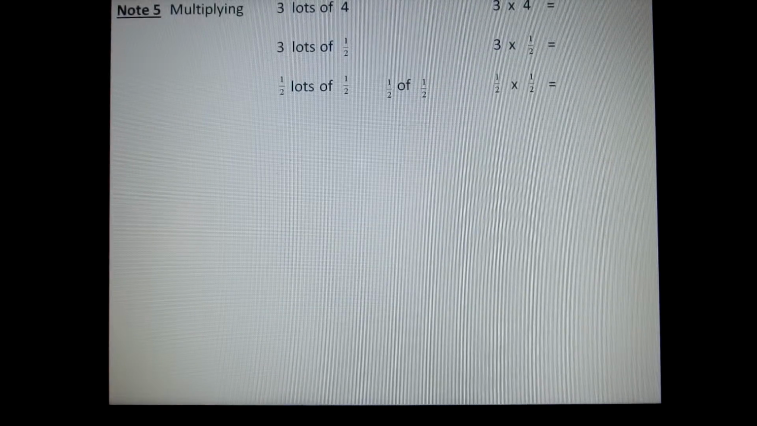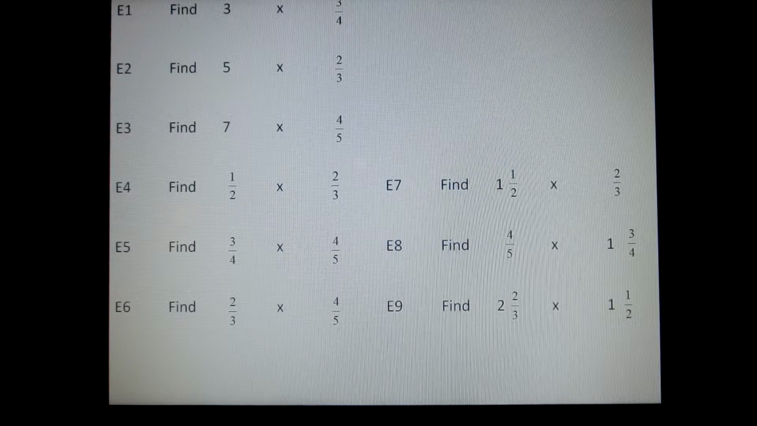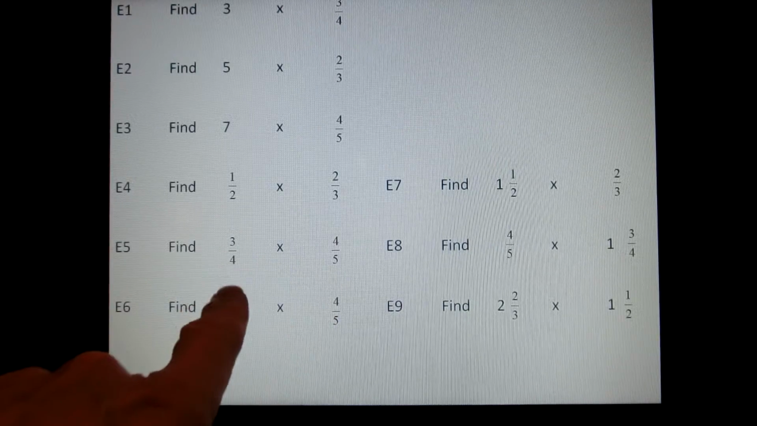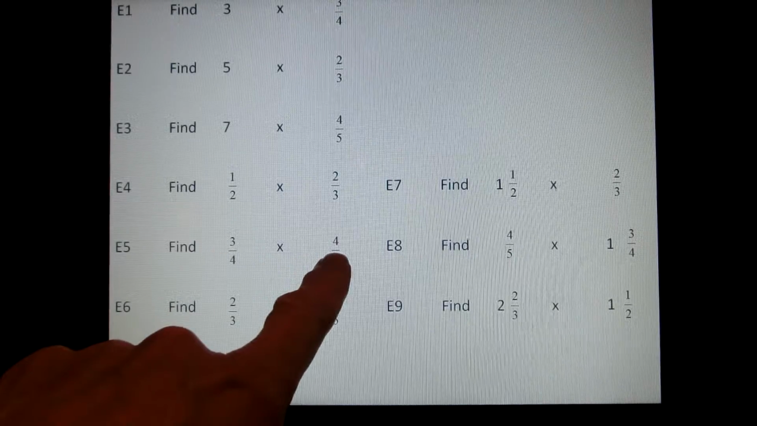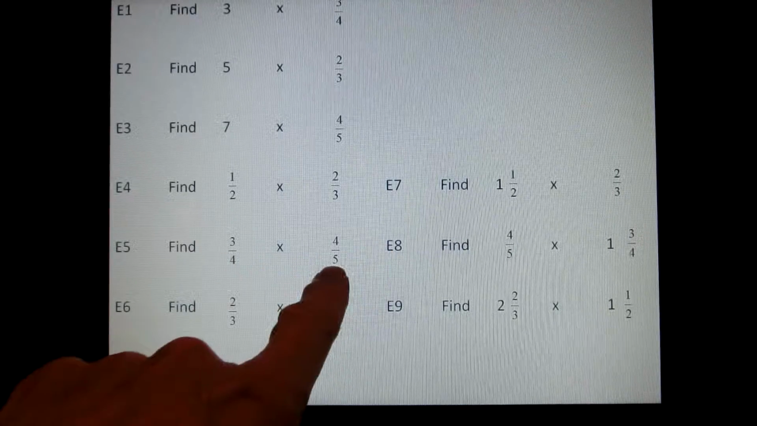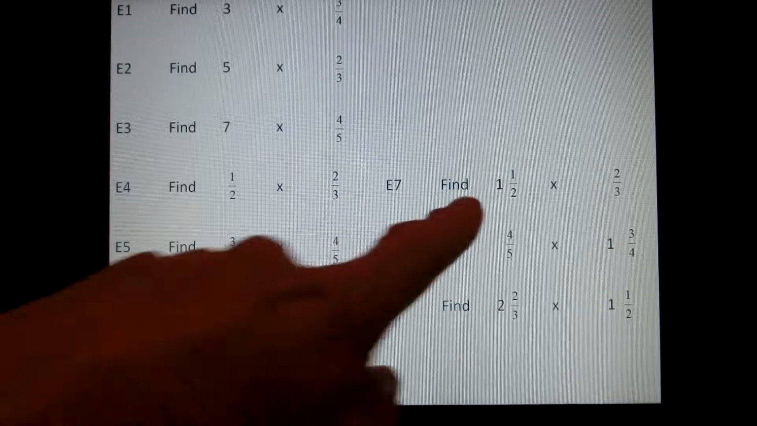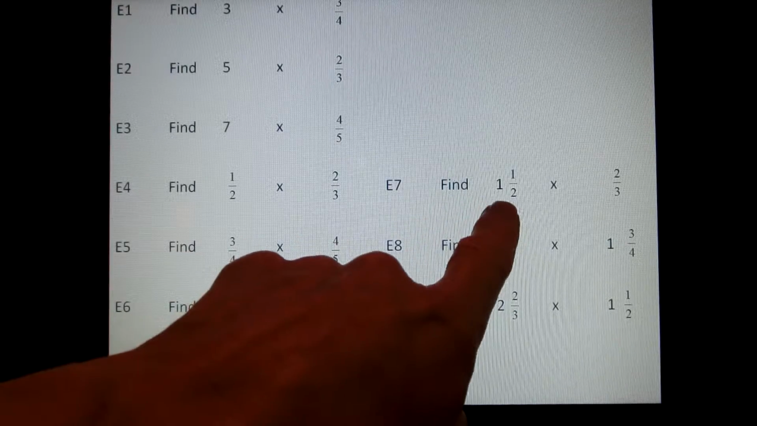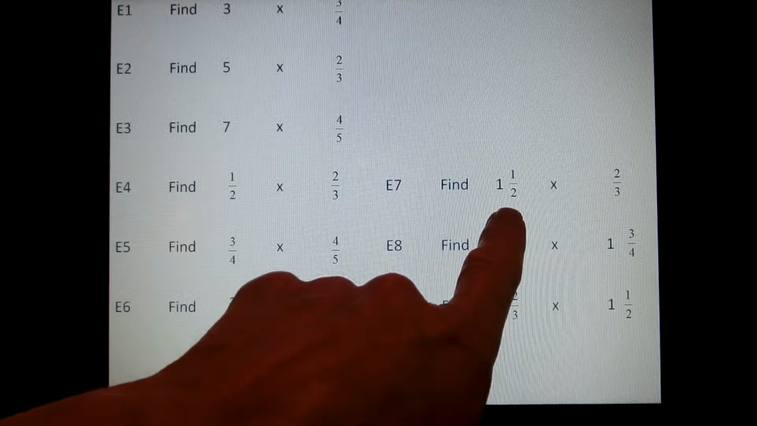So what's going to happen here, for example, is to multiply these two fractions, you'd multiply 3 times 4 to get 12, and 4 times 5 to get 20. If you're being asked to multiply a mixed number, rewrite that first of all as being 3 over 2.